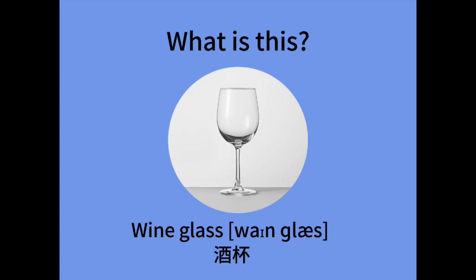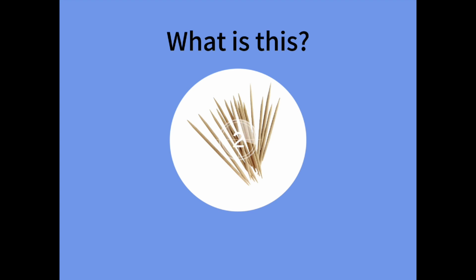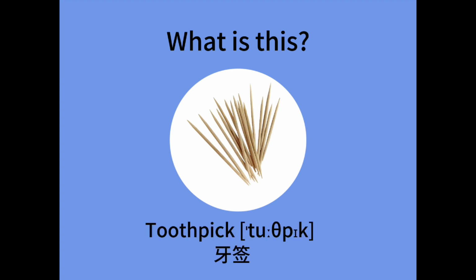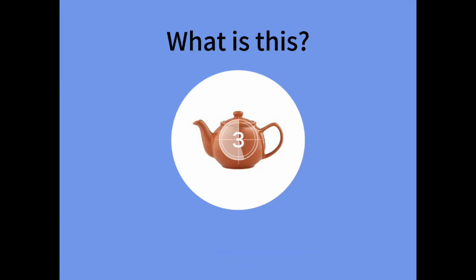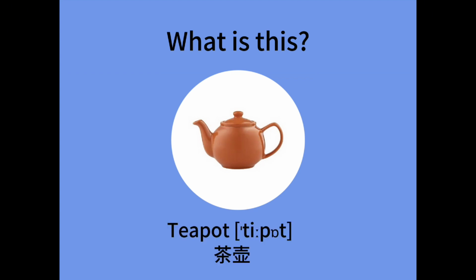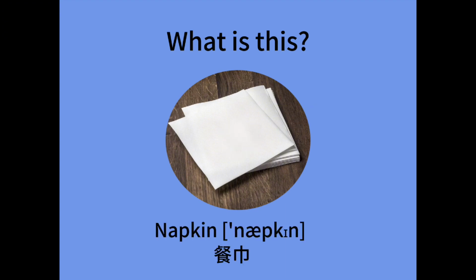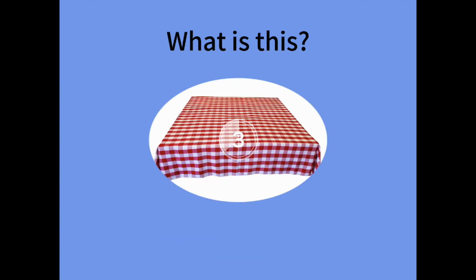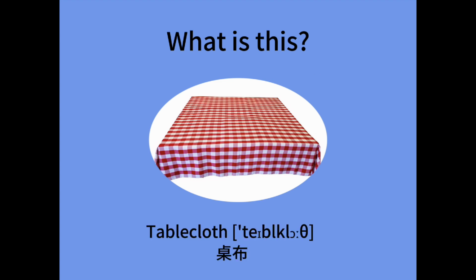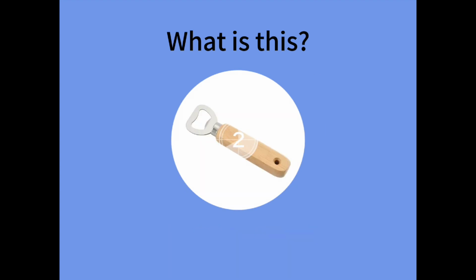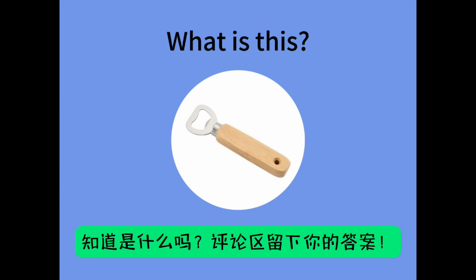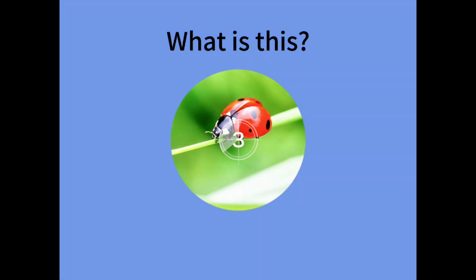What is this? Wine glass. What is this? Toothpick. What is this? Teapot. What is this? Napkin. What is this? Tablecloth.